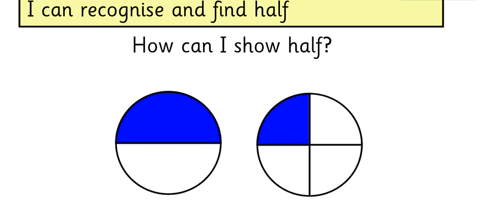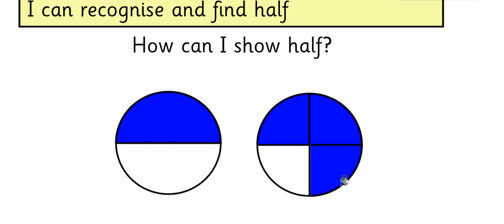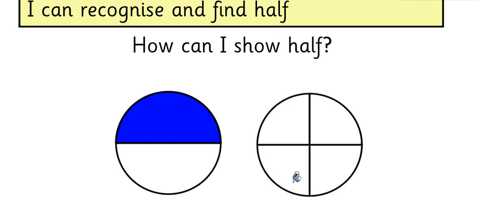1, 2, 3, 4. How many pieces of the circle do I need to colour in so that it shows half? Remember, half means split into 2 equal parts.